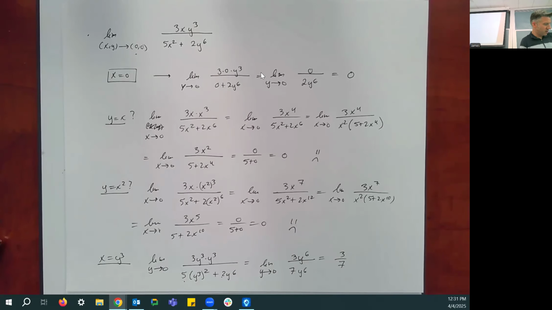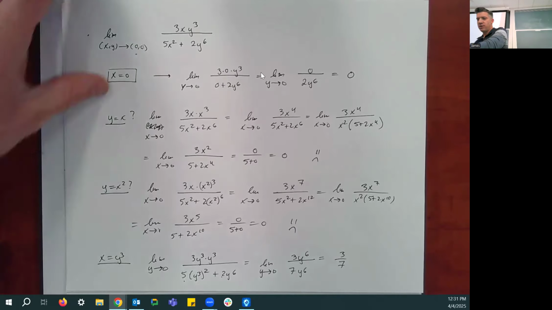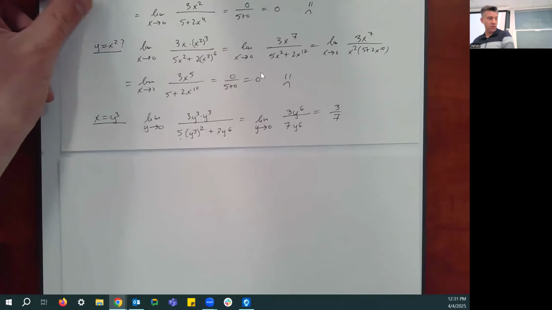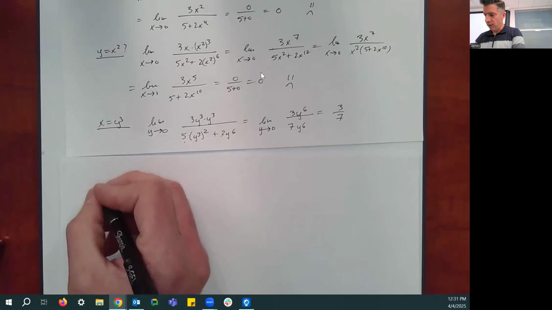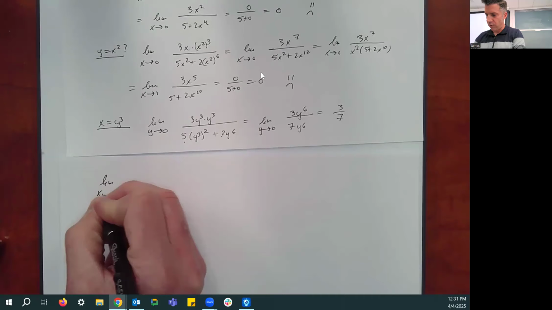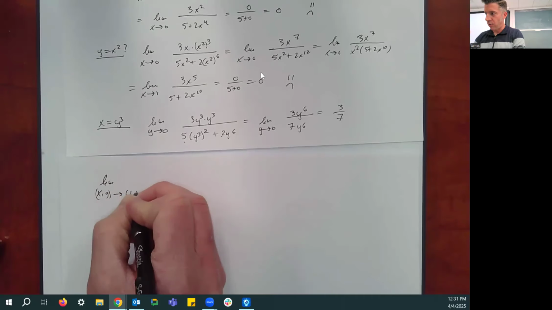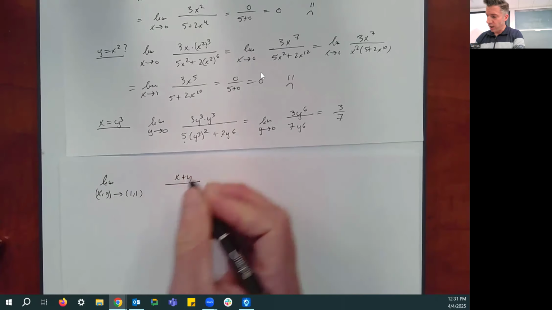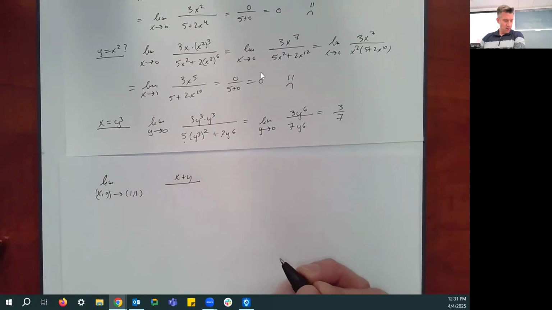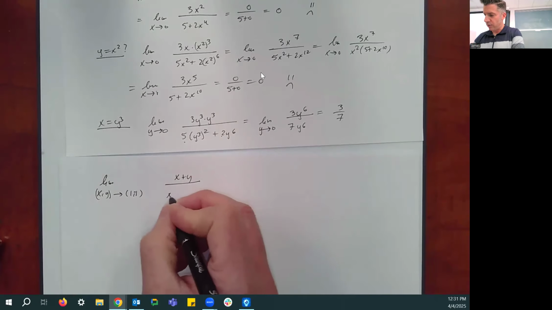One more non-existing one, we'll talk about one that exists. Sure. So let's look at this one, which doesn't go through the origin. Where'd you go? There you are. The limit as x, y approaches 1, negative 1, apologies, of x plus y over xy plus 1.